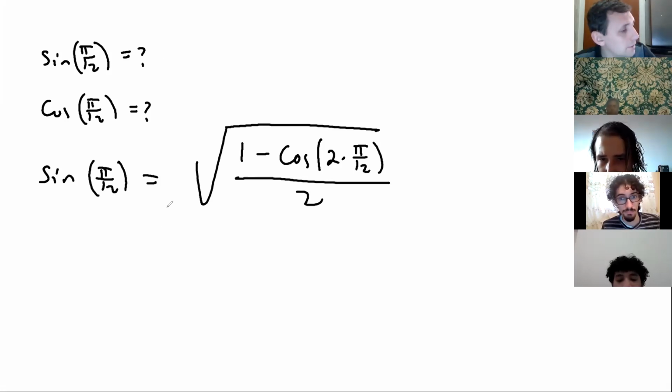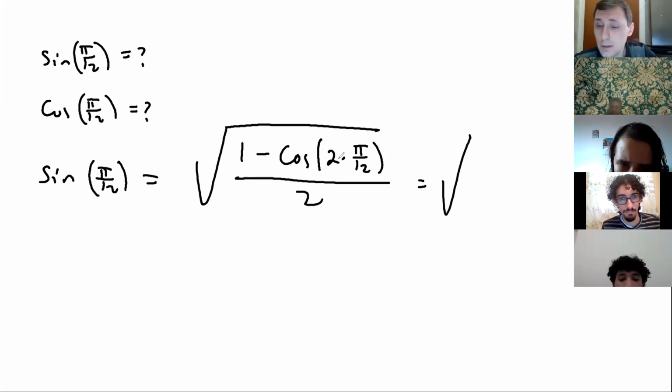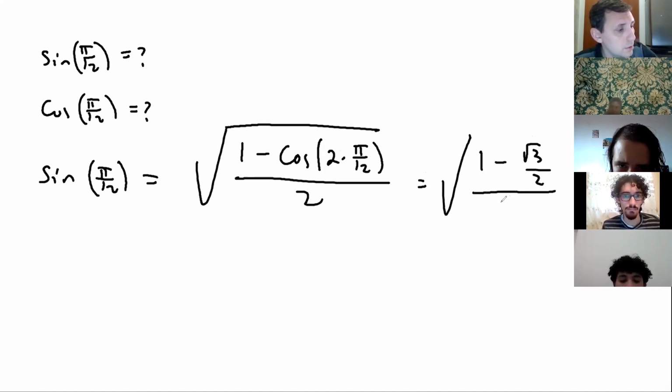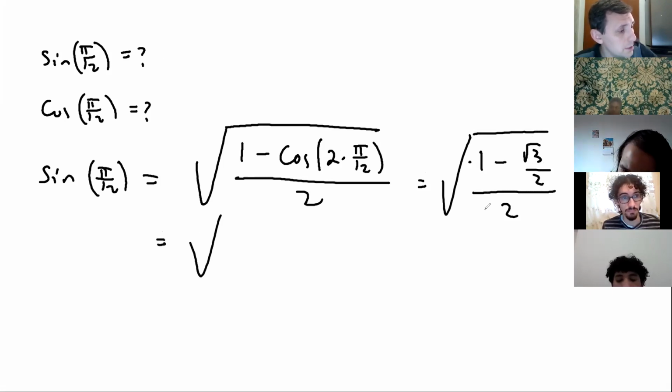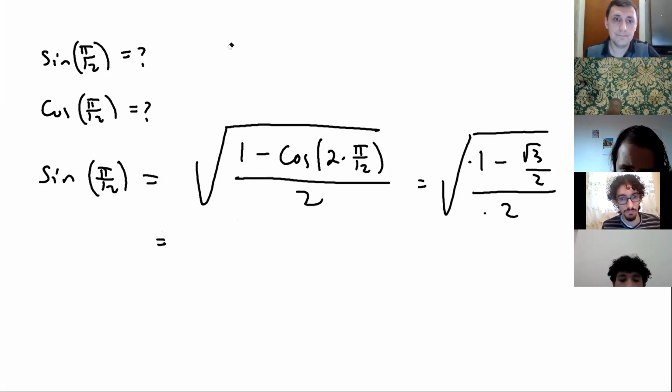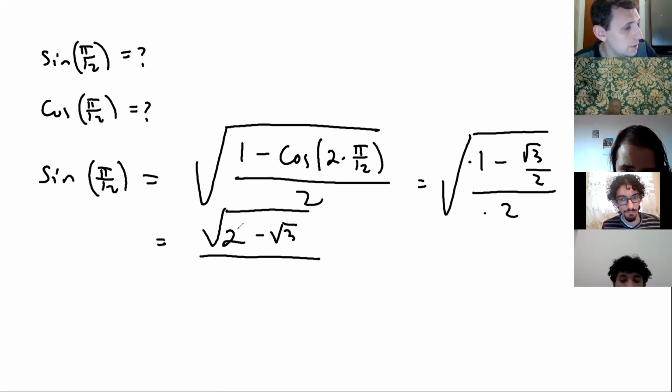Good. And what is that value? It's cosine of pi over 6. Cosine of pi over 6 is root 3 over 2. So it's 1 minus root 3 over 2, divided by 2. Agreed? If I multiply this and that by 2, I can write it as the root of 2 minus root 3, divided by the root of 4, which is 2. So it's root of 2 minus root 3, divided by 2.